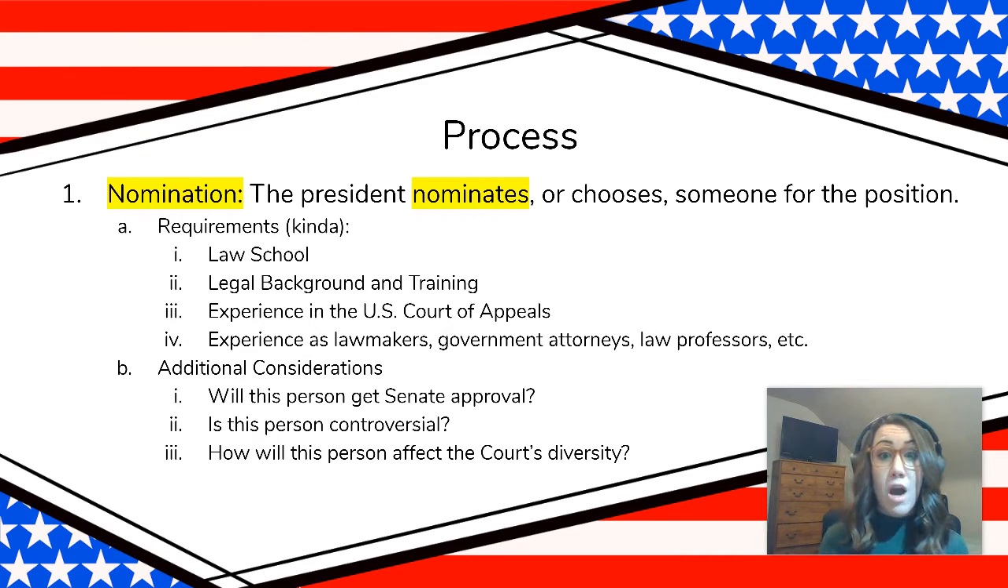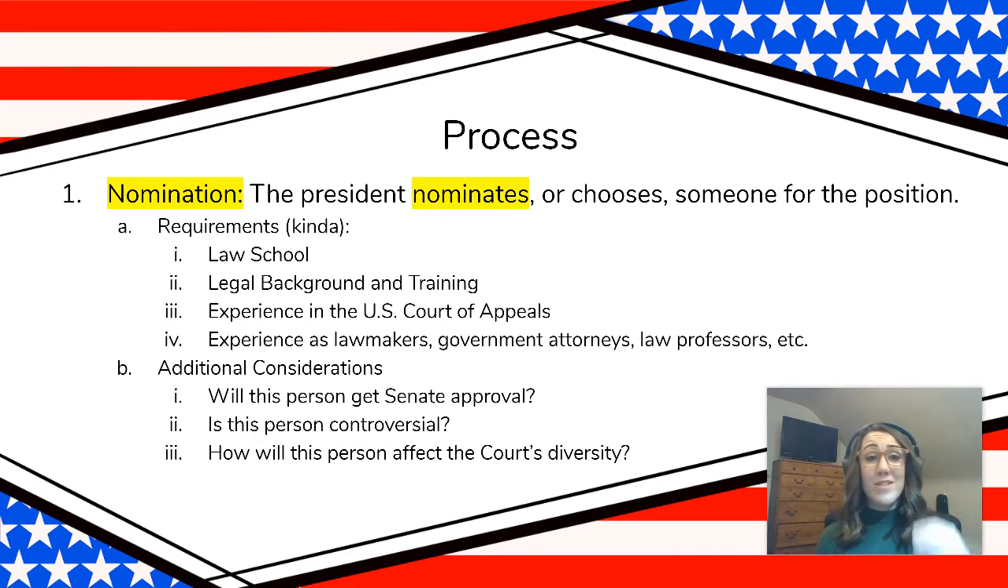First, the president will nominate or choose someone for the position of a Supreme Court judge. The Supreme Court justices are actually appointed for life, so the president doesn't just pick all of them at one time. As one person leaves or retires or steps down for whatever reason, the president will pick someone to take their place. So these aren't necessarily requirements, they aren't listed anywhere, but basically it's seen as kind of ridiculous if the president chooses someone who doesn't have these things.